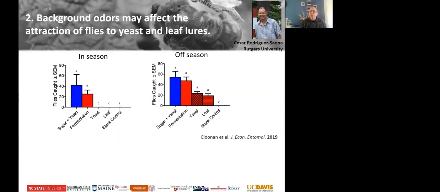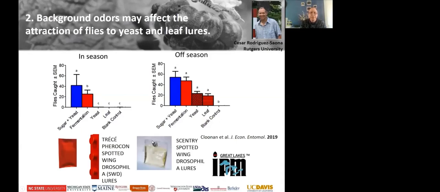We also monitored SWD attraction to these lures during and after the fruiting season and found that the yeast and leaf lures are more effective when leaves and fruit are absent, indicating that background odors may affect SWD response to these lures. To date, the lures based on fermentation odors remain the standard for monitoring SWD and are commercially available in the US. Although these lures are effective and provide early warning in some states, they are not selective and do not always correlate with fruit infestation.